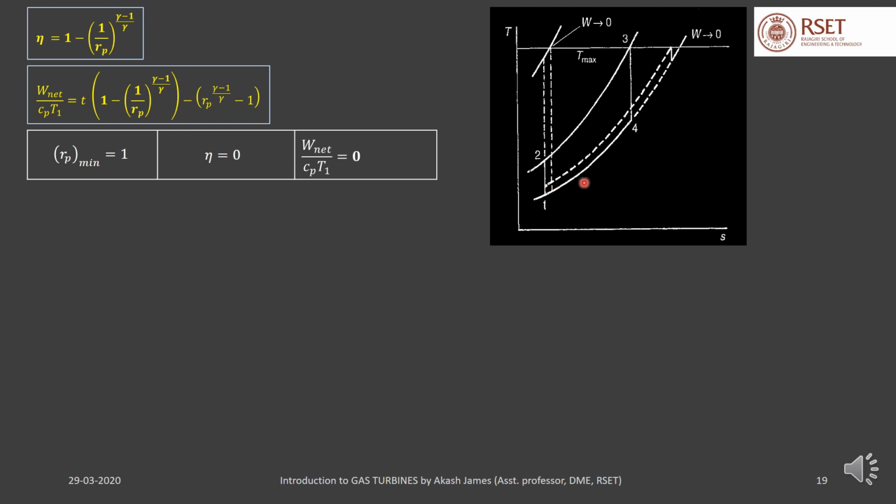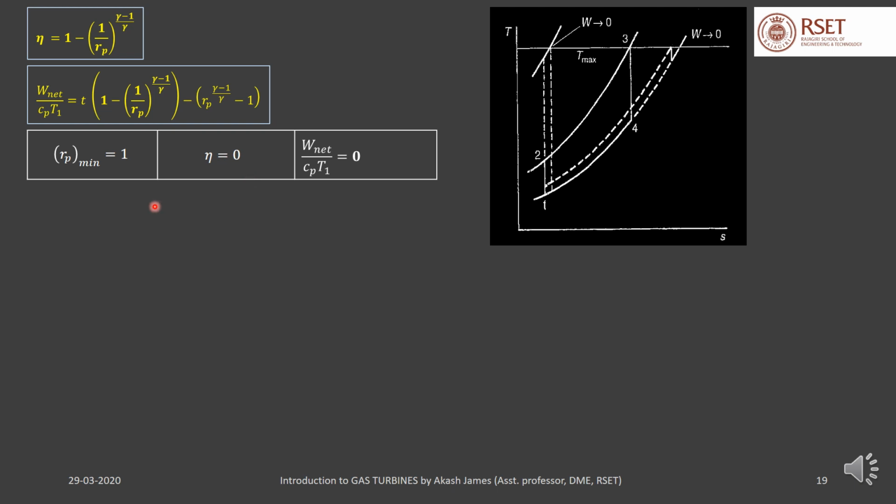That means the heat addition and heat rejection are now represented by the same line. In other words, there is no net area enclosed in the cycle. That means there is no work output in the cycle. That is what we have discussed here. When the pressure ratio becomes 1, the net work output becomes 0.